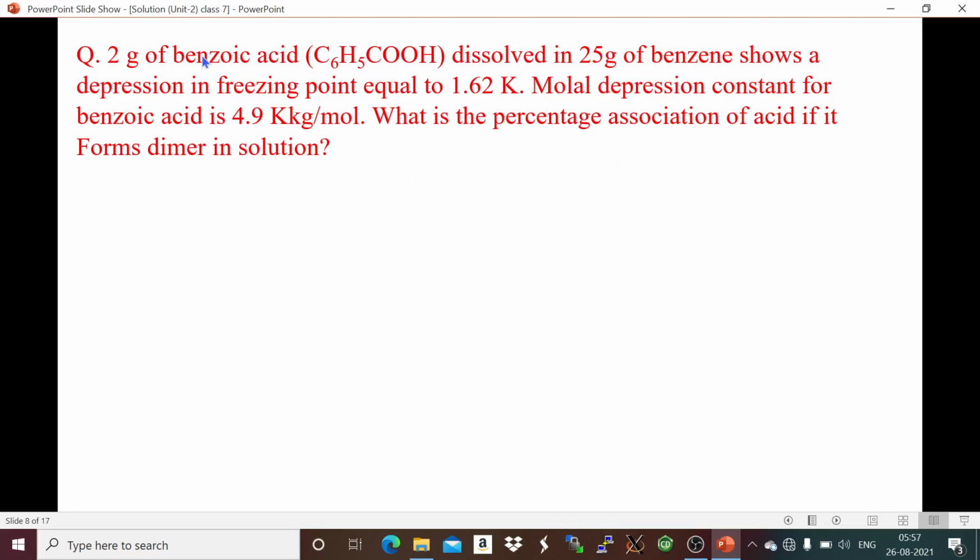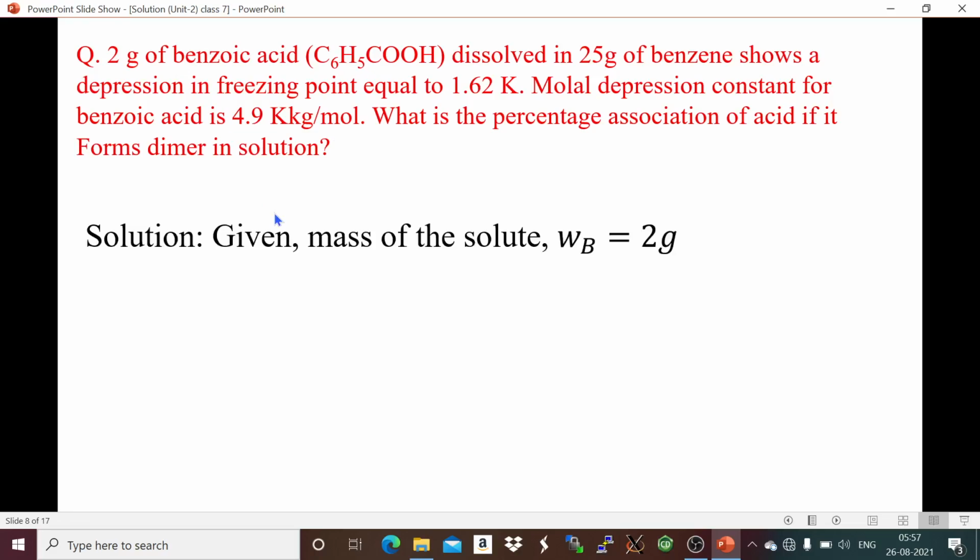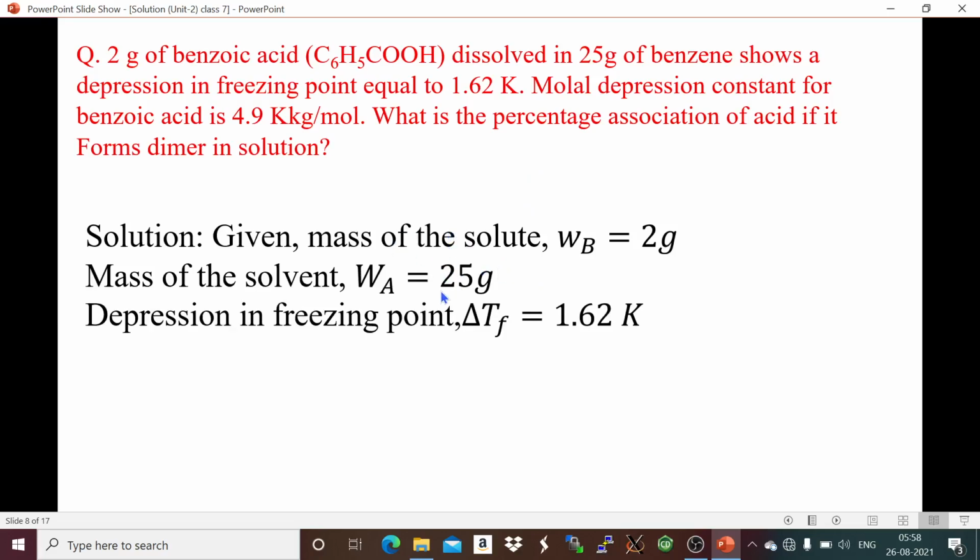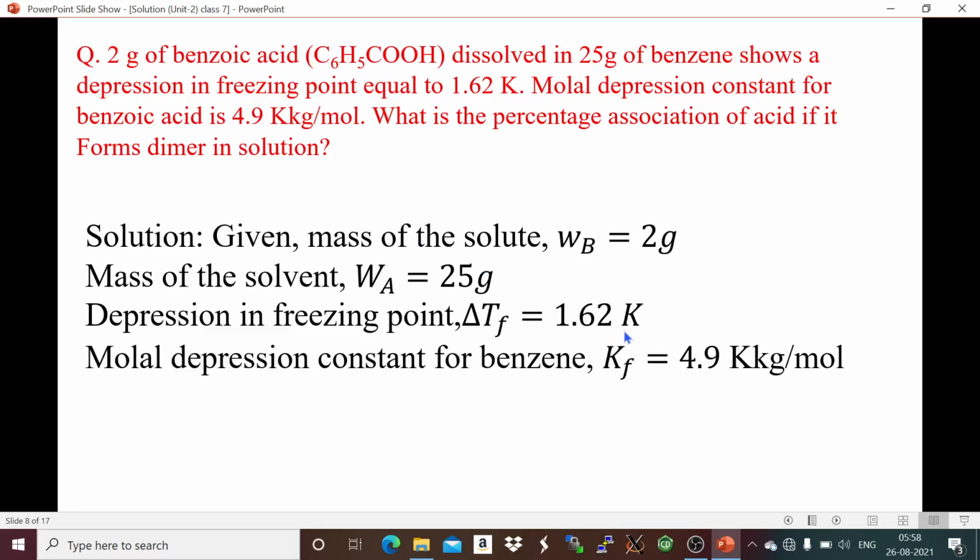As we know, benzoic acid dissolved in benzene will undergo association. So given: mass of the solute is 2 gram. Mass of the solvent, that is benzene, is 25 gram. Then depression in freezing point ΔTf is 1.62 Kelvin. Molar depression constant for benzene, Kf, is given as 4.9 Kelvin kg per mole.